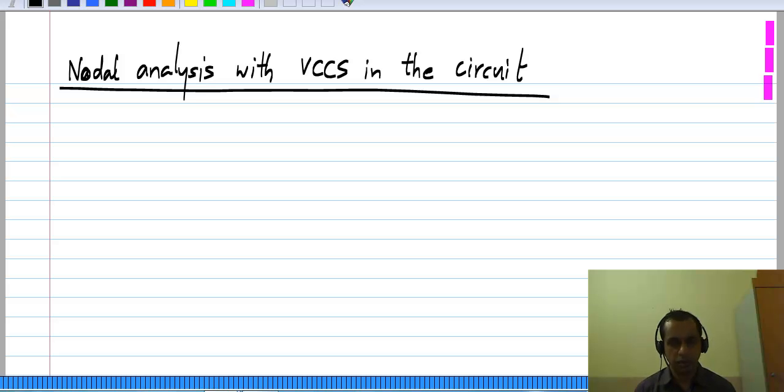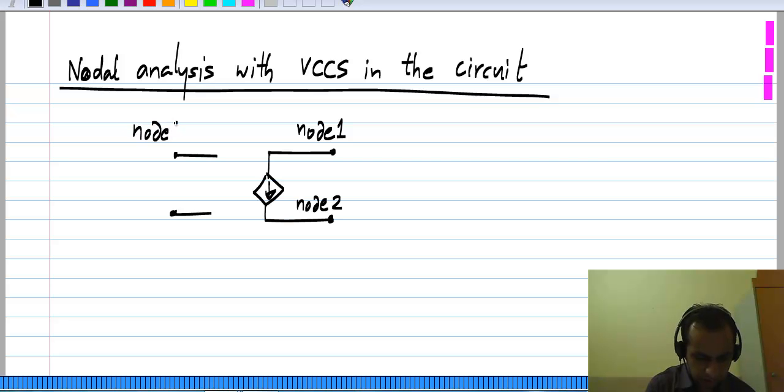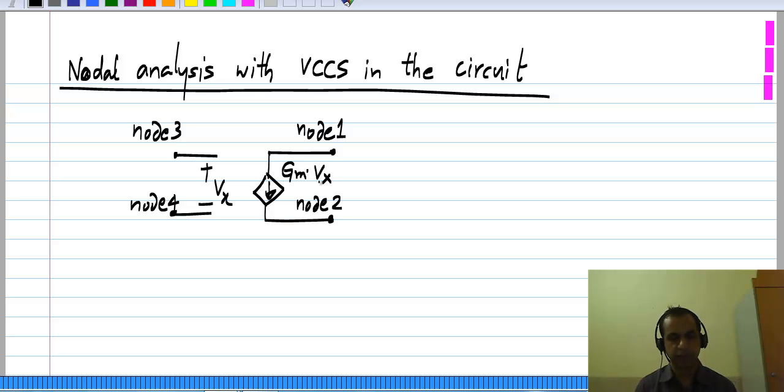A voltage control current source is connected between some nodes. Let me call these node 1 and node 2, and the controlling nodes as node 3 and node 4. If there is Vx between them, the current between node 1 and node 2 will be Gm Vx. Now when I said it's similar to a resistor, this is what I meant.